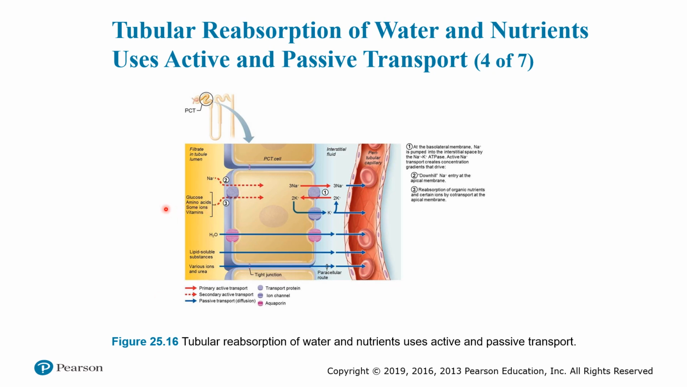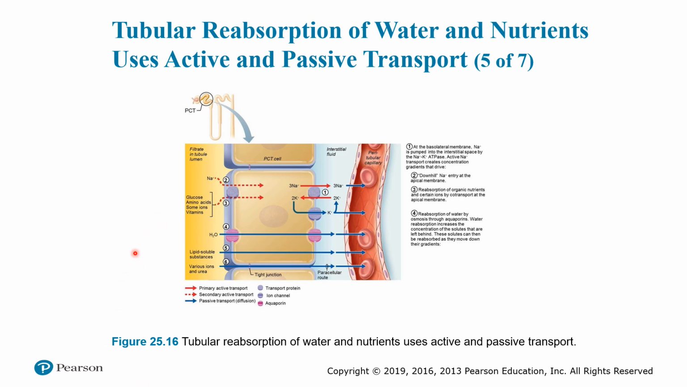So what does that mean? It means that along with the sodium, some organic nutrients also come inside the cell. These organic nutrients, glucose, amino acids, some ions and vitamins, are using the electrical gradient created by the sodium potassium ATPase pump. Along with the sodium, they are also transported inside the cell using this co-transport protein.